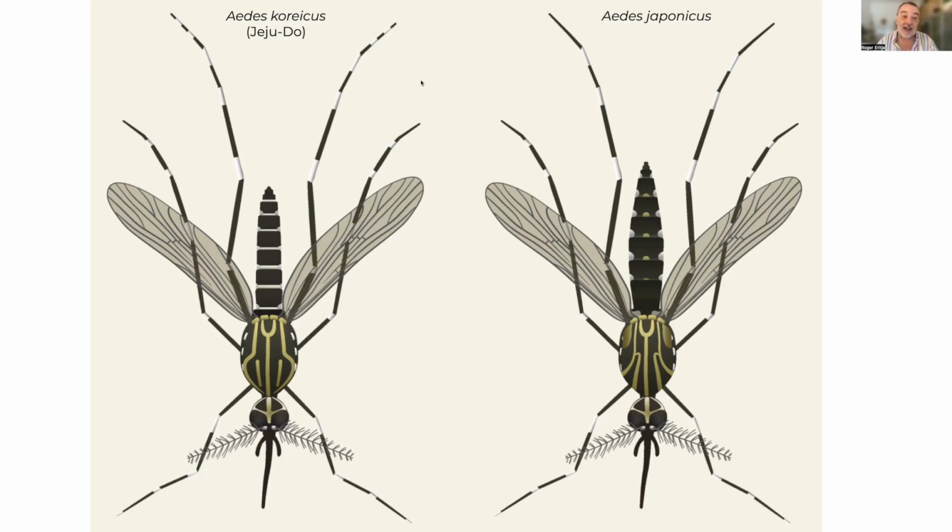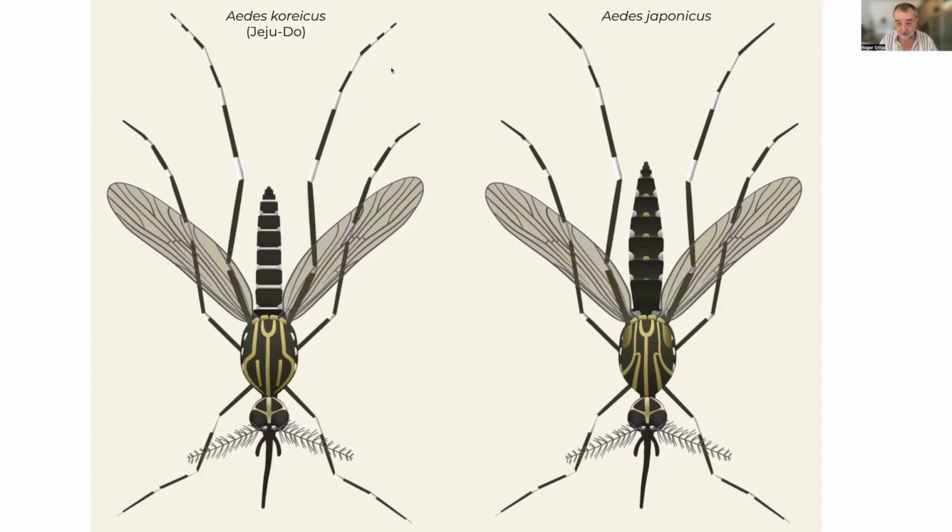You better rely on the third leg, not the first, not the second, but the hind leg, because japonicus has 1, 2, 3 white rings in the legs, and the last tarsomeres do not have any ring, whereas in koreicus they have 1 or 2 rings. 2 rings in this case because this is a form from Jeju-do.